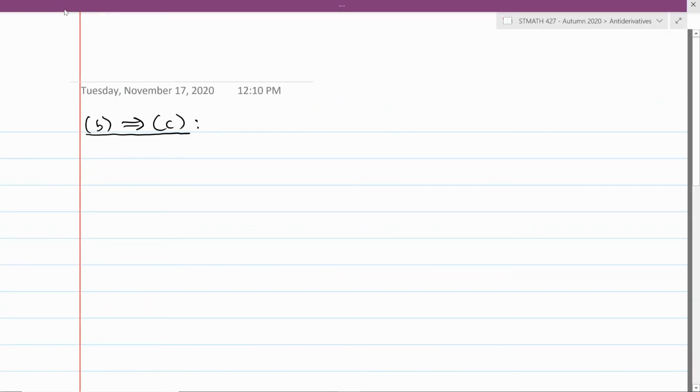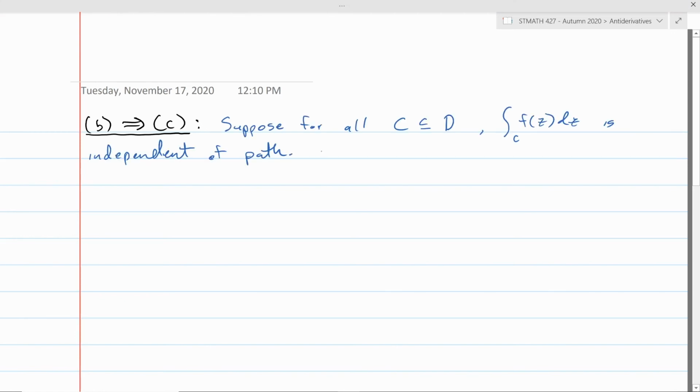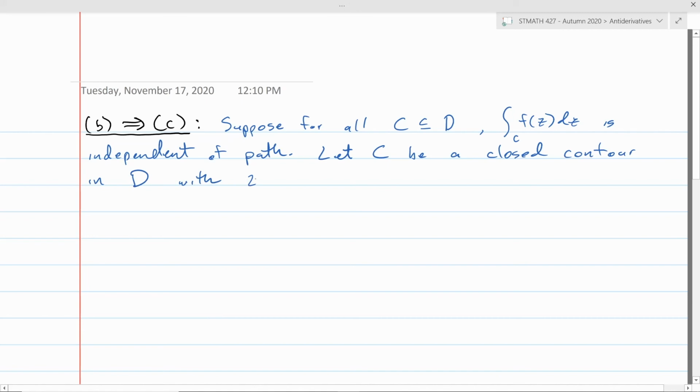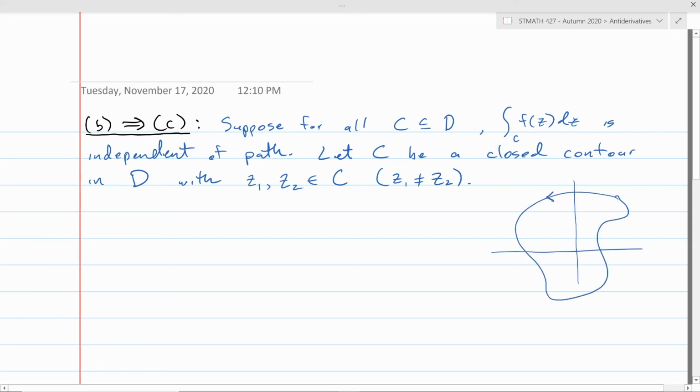Okay, to prove B implies C, we have to prove that if the integral has the quality of independence of path, then the integral around any closed curve will have to be 0. So let's suppose that we have the independence of path. Now let C be a closed contour in D, with Z1 and Z2 just being two arbitrary points on C, not equal to one another. So here's my contour, and I picked a point here Z1, and some other point Z2 on it.